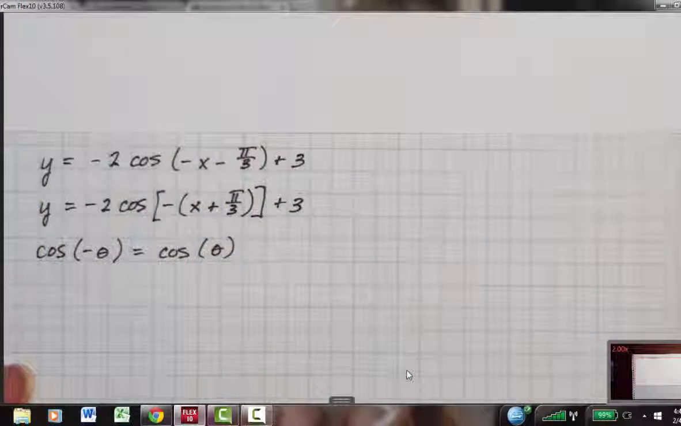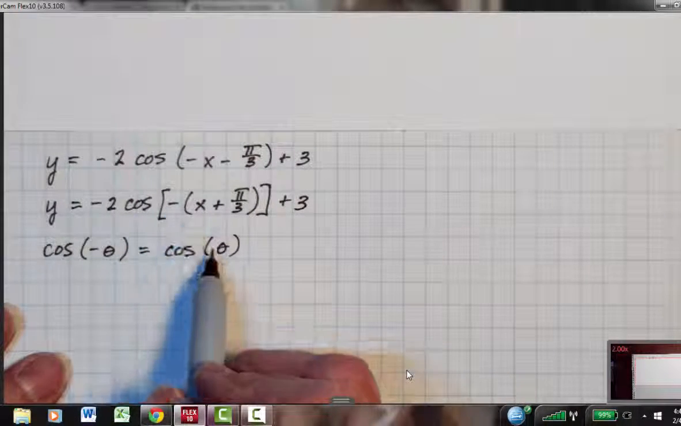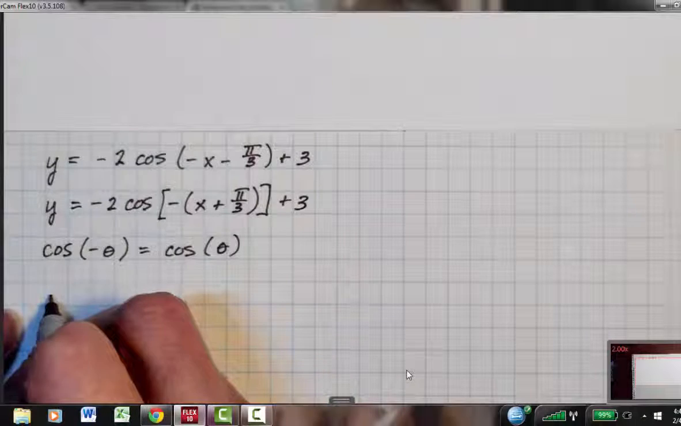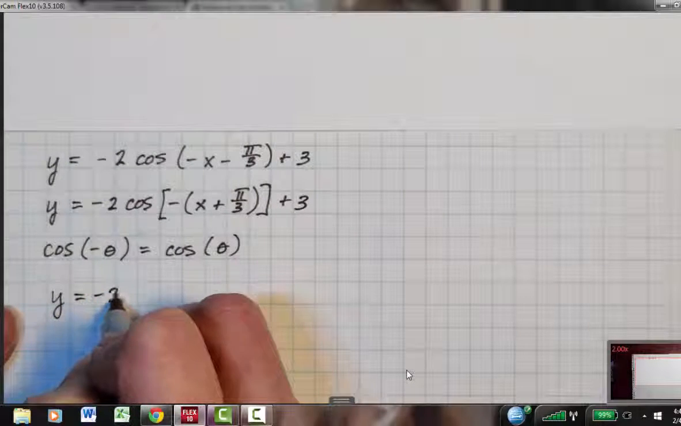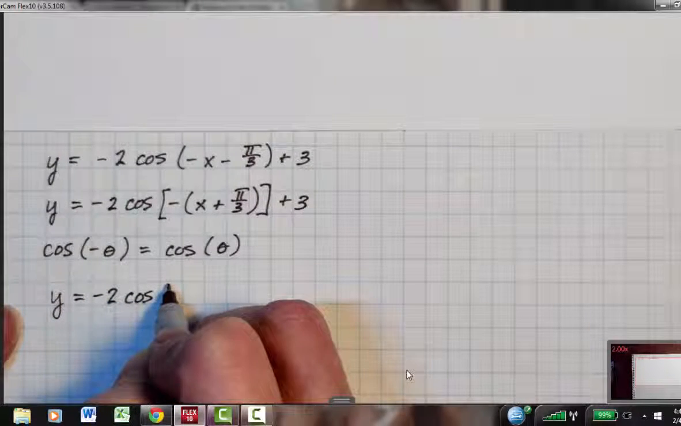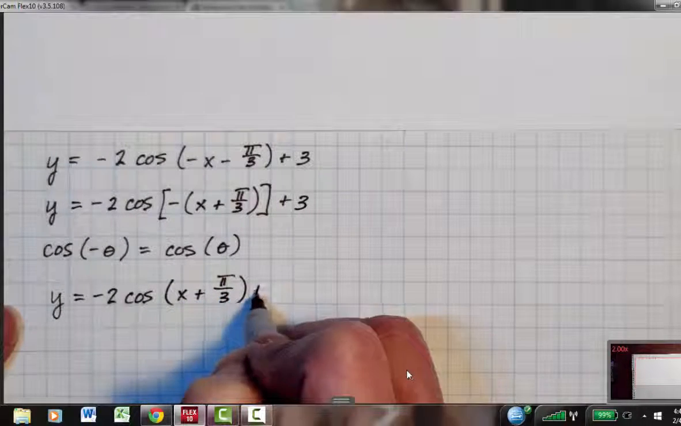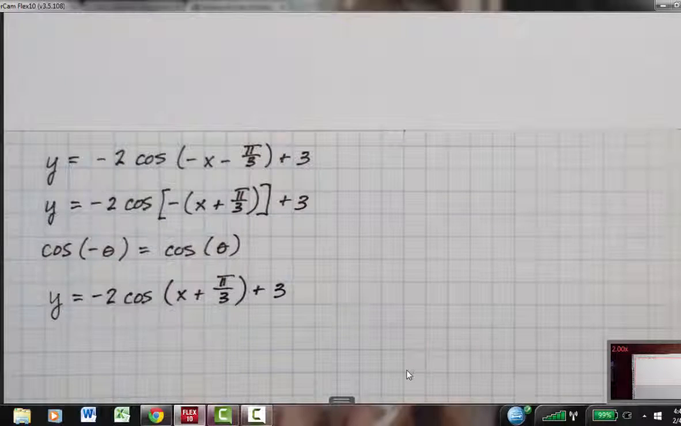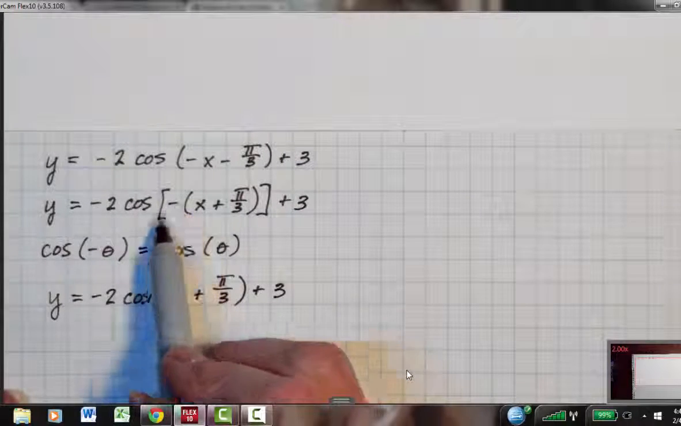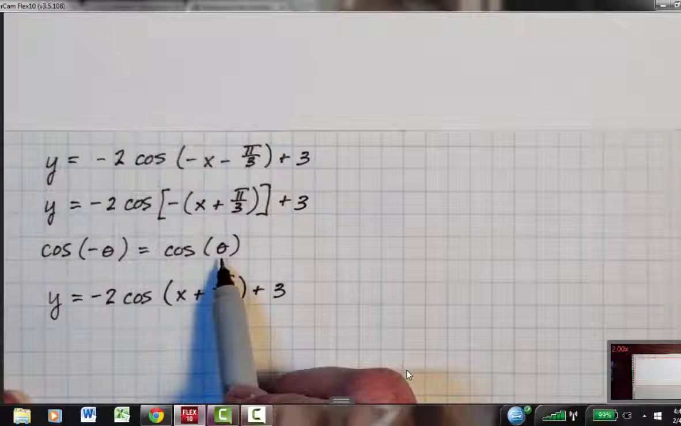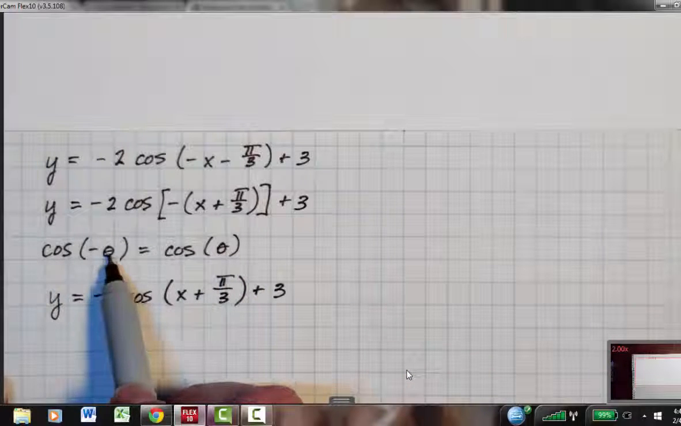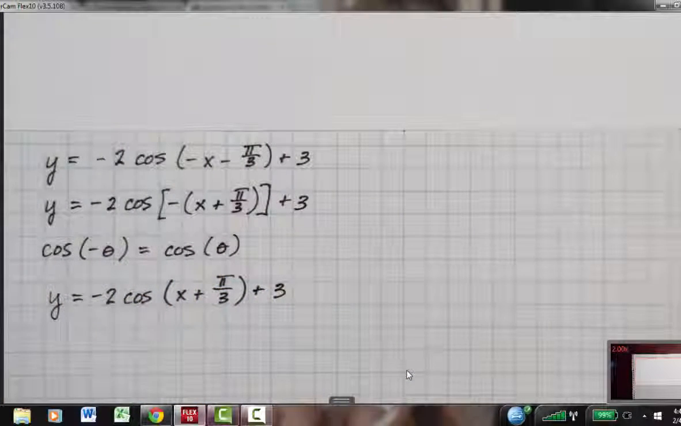I'm going to remove the negative and rewrite it without the negative here, and it's still the same function. So I have y equals -2 cosine x plus pi over 3 plus 3. And it's the same function. The only thing I've done is I've taken the negative and said, hey, my even-odd function tells me that if I have the cosine of a negative, it's the same as the cosine of the same thing in positive.